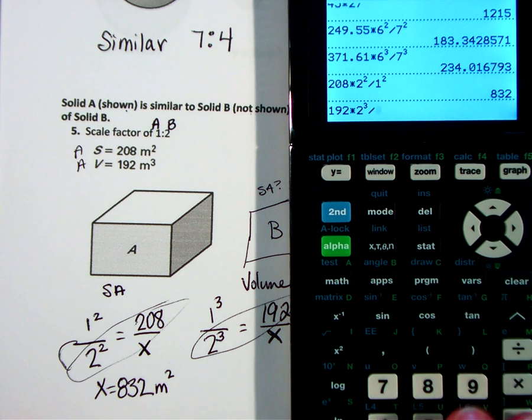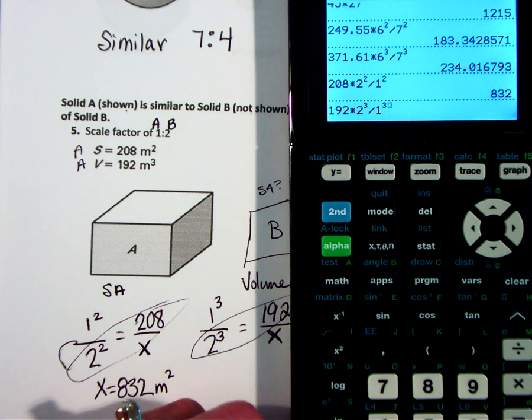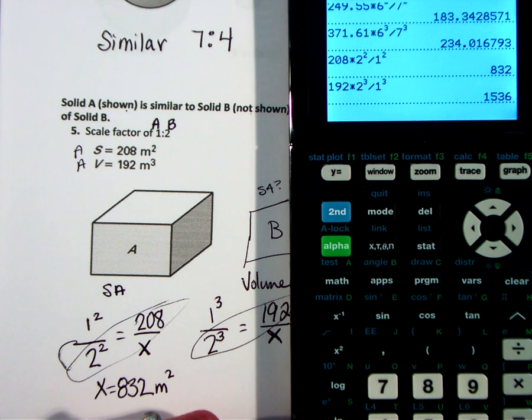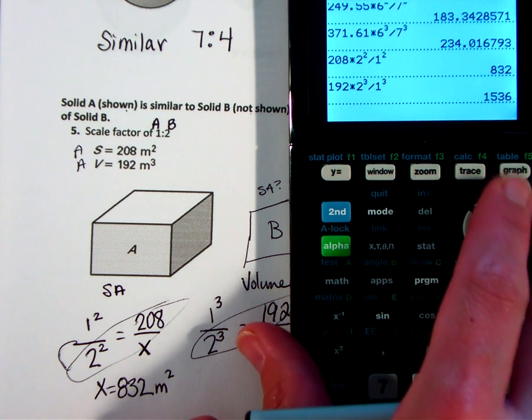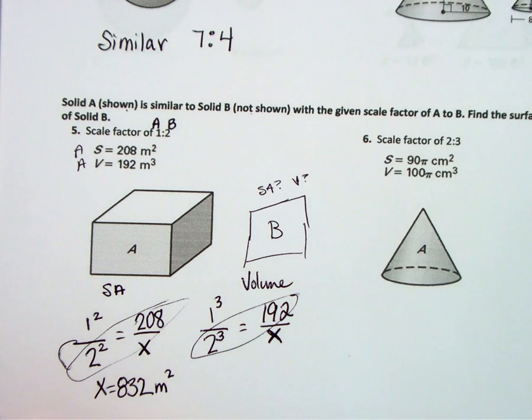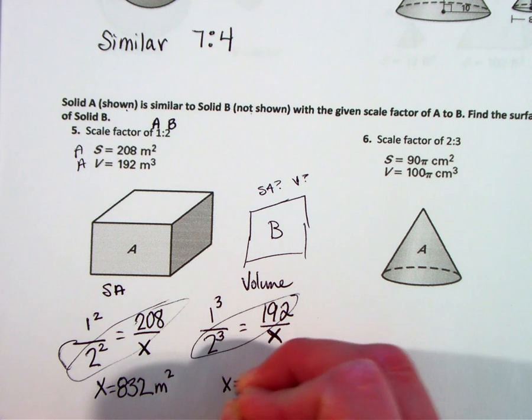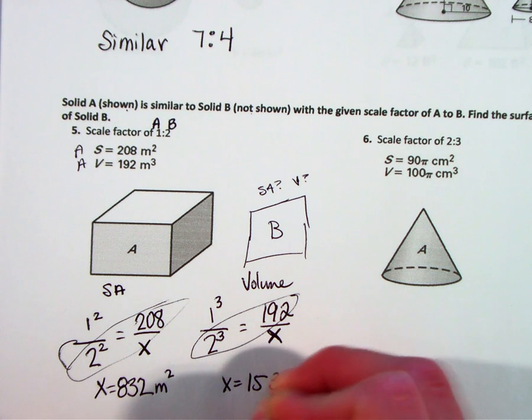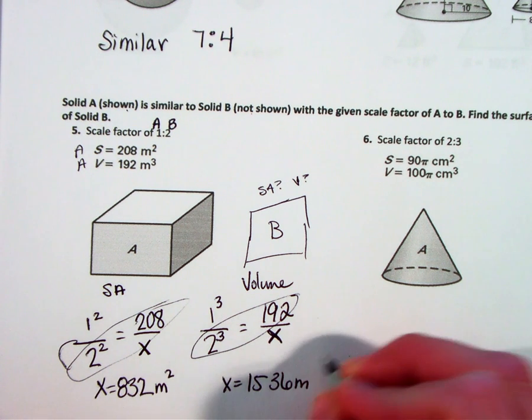Divided by, and then you could do the other one. Obviously for us, it's not going to do any different. It's not going to do any good to divide by 1. But I'm just going to put it in the calculator to show you how it goes in. Okay, so final answer there is 1,536 meters cubed.